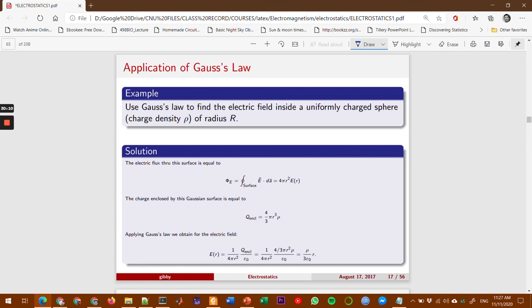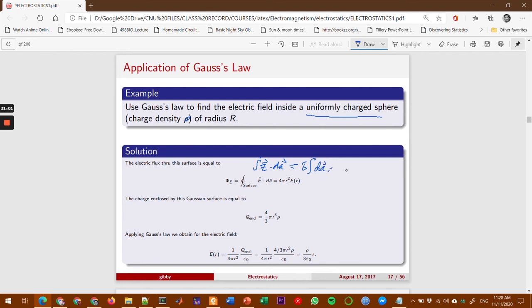So let's look at this example. Use Gauss's law to find the electric field inside a uniformly charged sphere with charge density rho and radius R. We'll be using the integral form of Gauss's law, the integral of E dot dA. Take note of the keyword uniformly charged. Find the electric field inside a uniformly charged sphere. So E must be uniform all throughout, so it is constant. It comes out of the integral, so we have E dA.